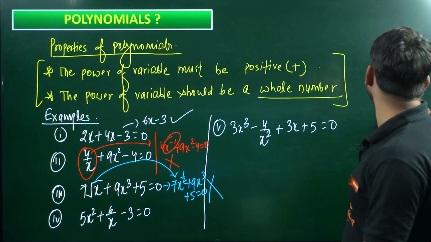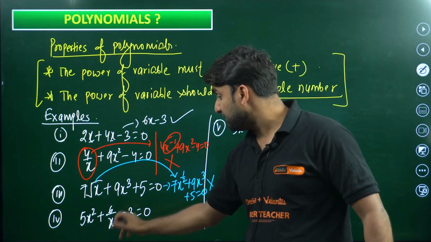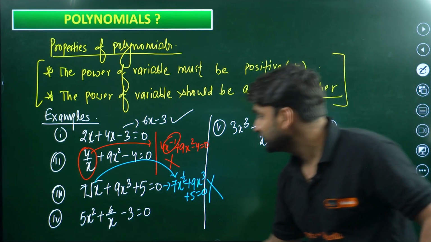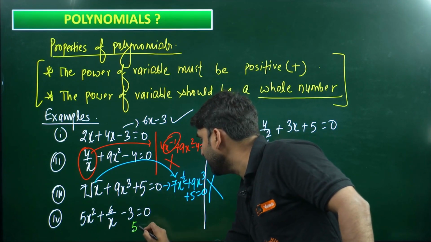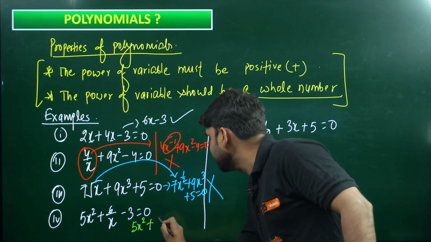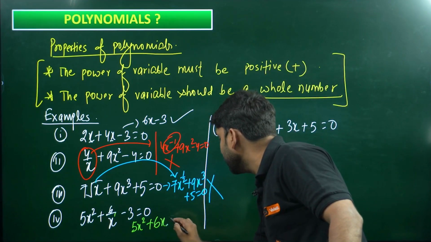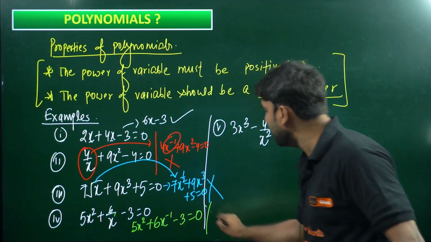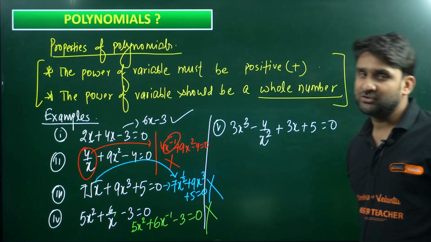Moving to next, fourth question. Let me use green color for this. This is 5x square plus 6 by x. If you take this x in numerator, this format will look like plus 6 x to power 1. X to power 1 will go in numerator and it will become x to power minus 1, which is violating the first rule. So that's why the fourth equation will not be polynomial.